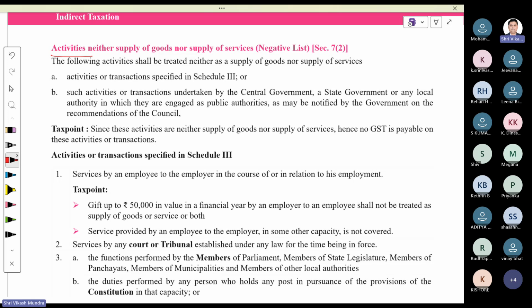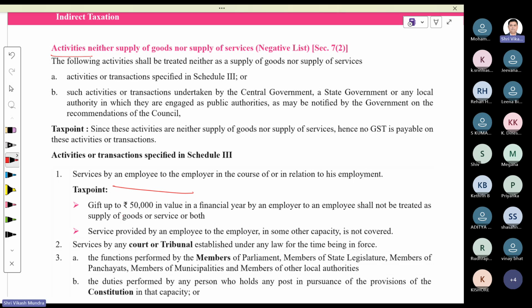services by an employee to the employer are not considered a supply of services, and not considered a supply of goods. However, if your employer is giving a gift of rupees 50,000 in value or more, then that component would be considered a supply, and you are liable to pay tax on it.